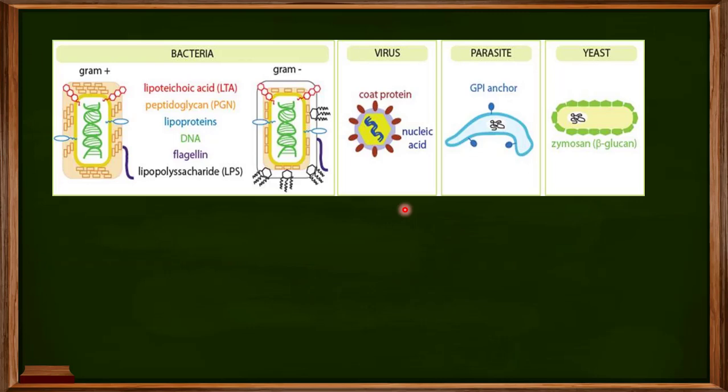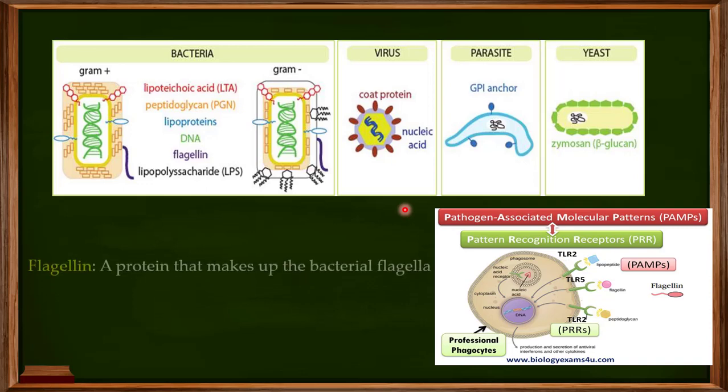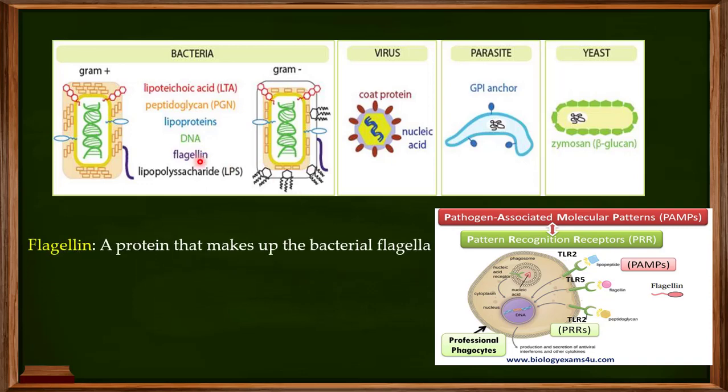If I give you an important example from the PAMPs that you can see on different pathogens, if you talk about the bacteria, there can be a variety of structures. For example, if you look at this flagellin over here, this flagellin is actually a protein that makes up the bacterial flagella. You can see over here. So this is one of the important PAMPs that is characterized by the immune system of the mammals. We will discuss in a while how these PAMPs are recognized.